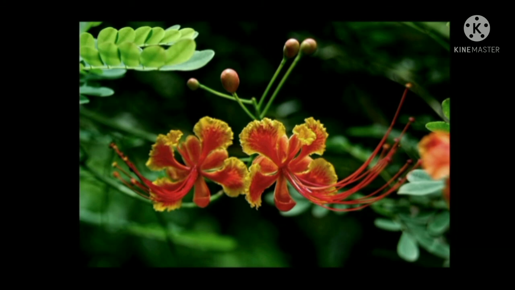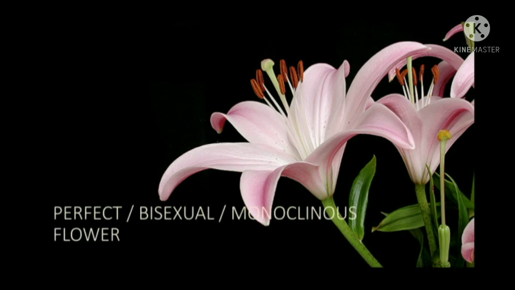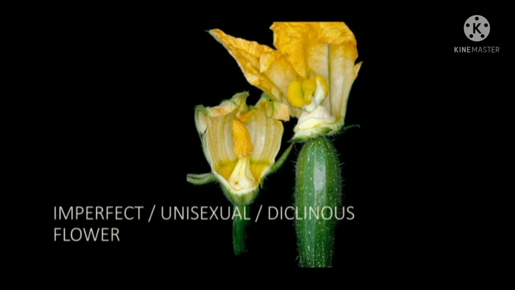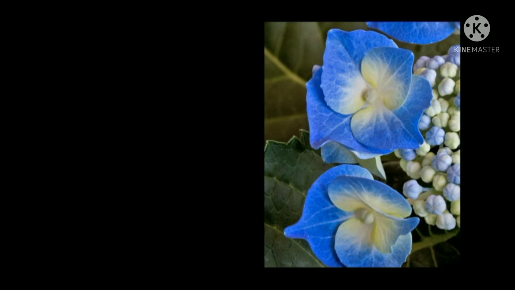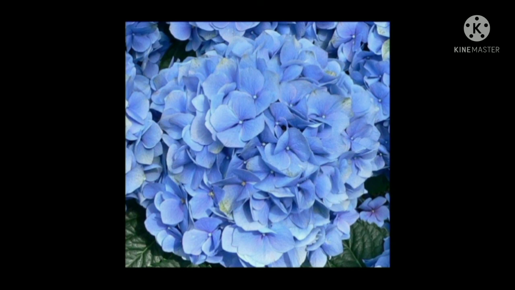These are the 4 major parts of a flower. When a flower has both androecium and gynoecium, they are called perfect or bisexual or monoclinous flowers. Some flowers will have only one of them. They are called imperfect or unisexual or diclinous flowers. A unisexual flower with androecium is called male flower or staminate flower, and those with gynoecium are called female flower or pistillate flower. In some others, the androecium and gynoecium both are absent. They are called aclinous or neutral flowers. Hydrangea is the best example for this.